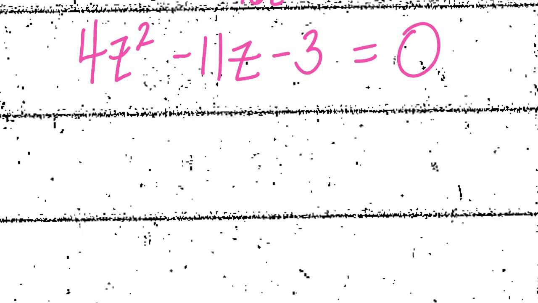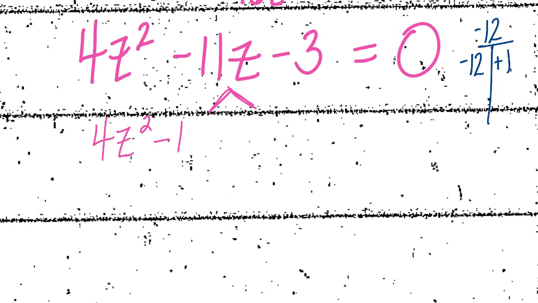So, first times last. First times last is 12. The factors of 12 that add up to be negative 11. That's actually negative 12 and positive 1. And I think I'm going to use 4 terms here. A lot of you guys like the 4-term method, so I'm going to do 4z squared minus 12z plus 1z minus 3 is equal to 0.